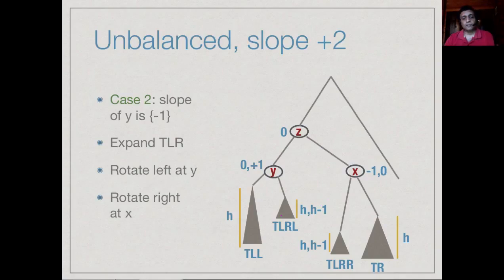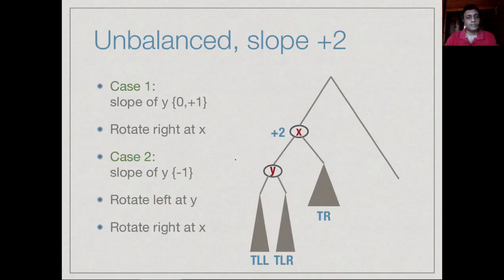And now we have a very happy situation, which is that if you look at the slope of y, then it is either 0 or it could be plus 1, because this could be h minus 1. If I look at x, it could be minus 1 because this could be h minus 1. This is definitely h, or it could be 0. But this whole thing is definitely h plus 1 because I do have at least one subtree of size h. This whole thing is again h plus 1 because I have at least one subtree of size h, and therefore the slope at z is 0. So all three nodes x, y, and z have slopes in the correct range, and therefore again I have restored the balance.